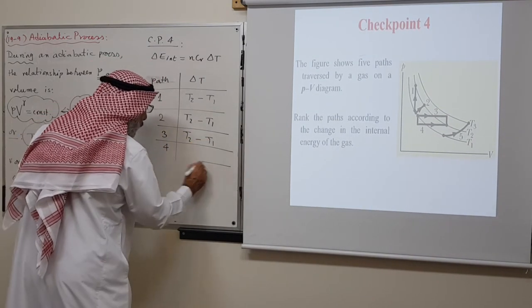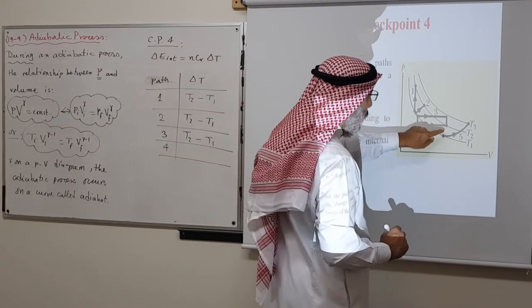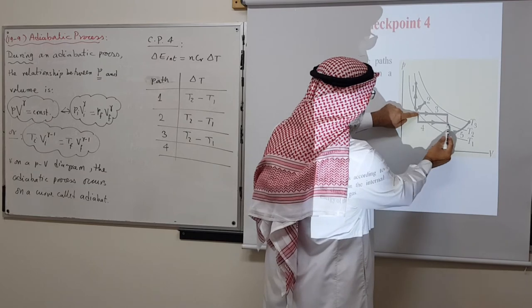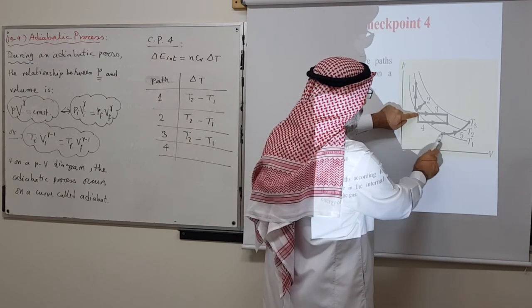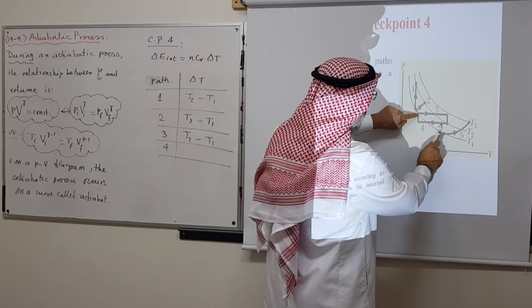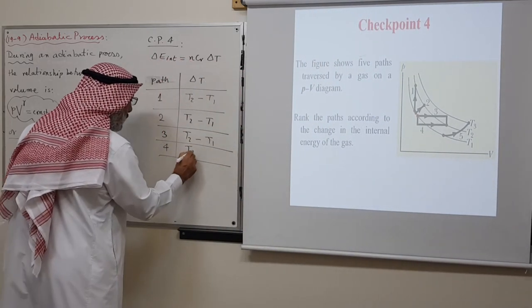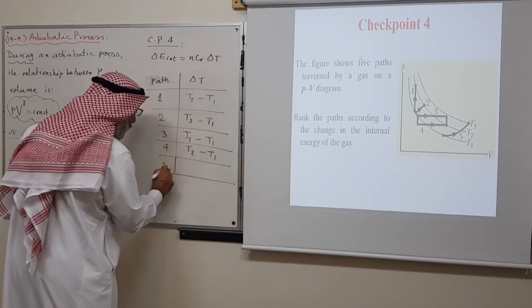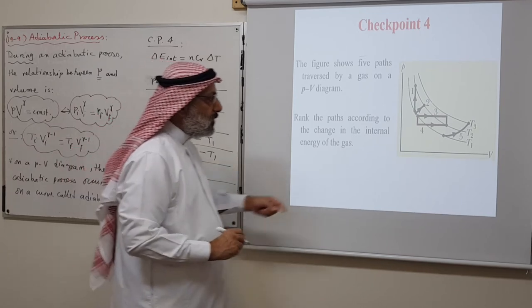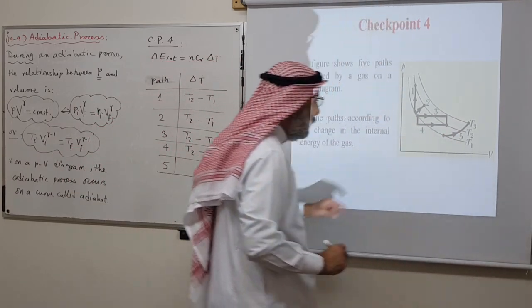For path number four, here is path number four. This is the initial, and that is the final. Again, we only care about initial and final. Initial is T1, final is T2. So T2 minus T1. Finally, path number five. What do we have? Here is path number five. This is the initial point, T1.